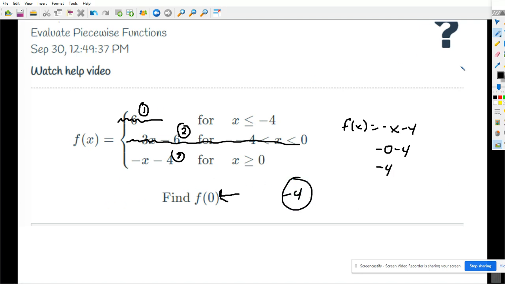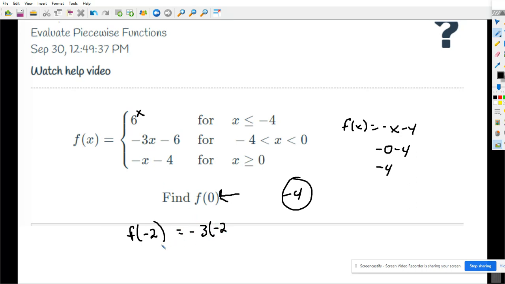Okay, well, what if I asked you to plug in f of -2? If I asked you to plug in -2, again, I got to go back to my domains. Is -2 less than or equal to -4? No. So it's not the first piece. Is -2 between -4 and 0? Yes. So I would choose this equation. Okay, -3. What am I asking you to plug in? A -2 minus 6. And then I would just do the math. It'd be 6 minus 6, and I would get 0, and that would be my answer.